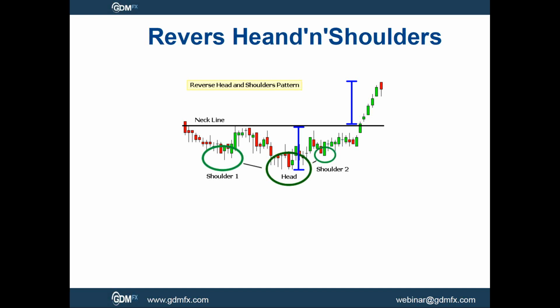Now, the slope of the neckline is another key indicator, key factor, if you wish to put it that way, in the head and shoulders pattern formation. The reason being that the neckline acts as a support or resistance during the formation of the pattern, along with being the entry point at which the pattern confirms itself.